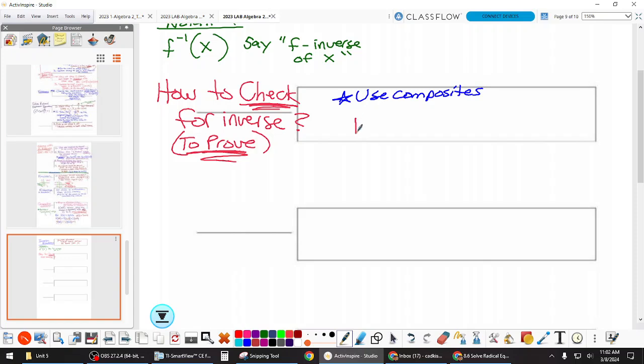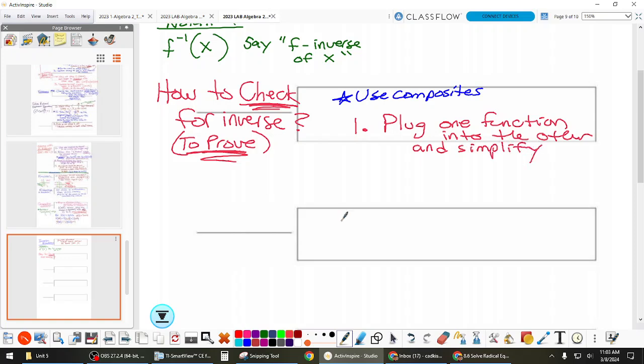Okay? So plug one function into the other and simplify. So that's composite, right? And actually, I'm not going to write the word composite. Let's just write f of g of x. It's not going to say F, maybe. Maybe it uses another letter, like A, B. But just know that you plug one inside of the other.